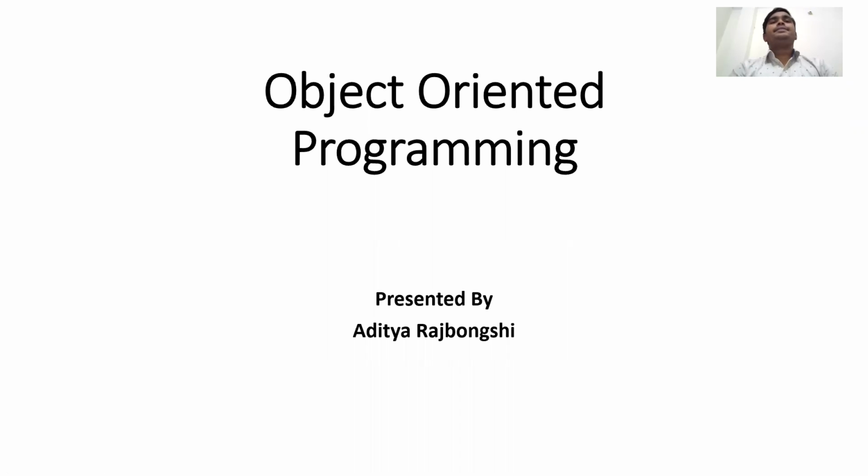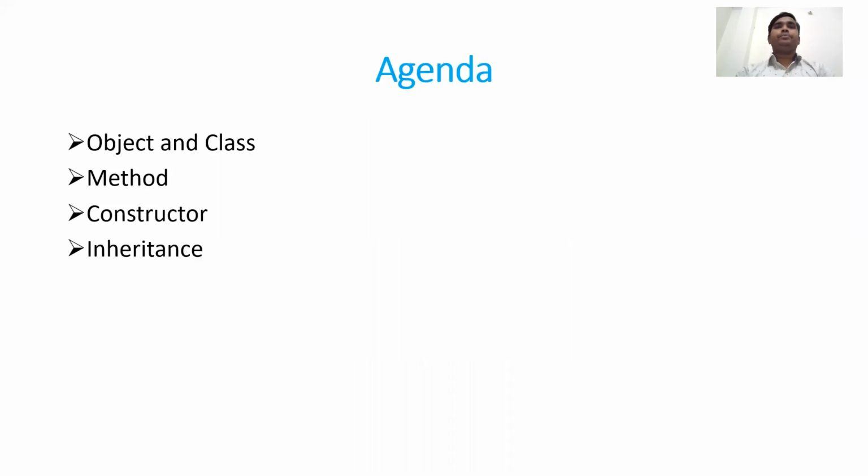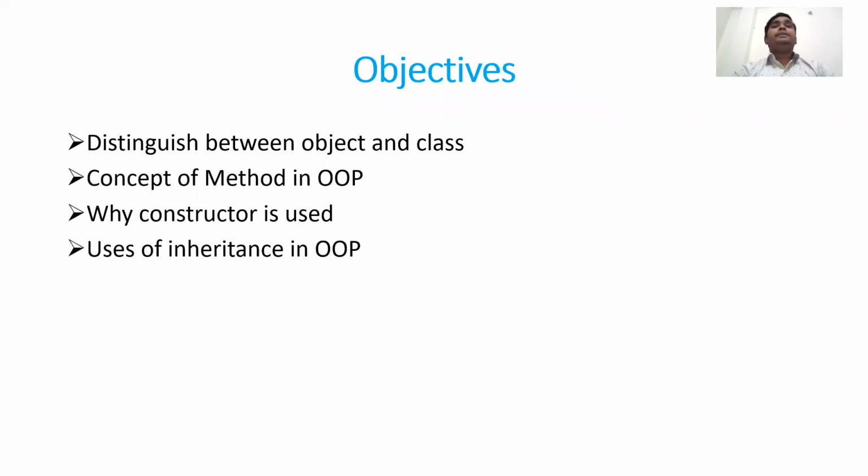Today, I will discuss object-oriented programming. The agenda of my lecture is object and class, method, constructor, and inheritance. The objective of my lecture is to distinguish between object and class, understand the concept of method in object-oriented programming, why a constructor is used, and the uses of inheritance in object-oriented programming.